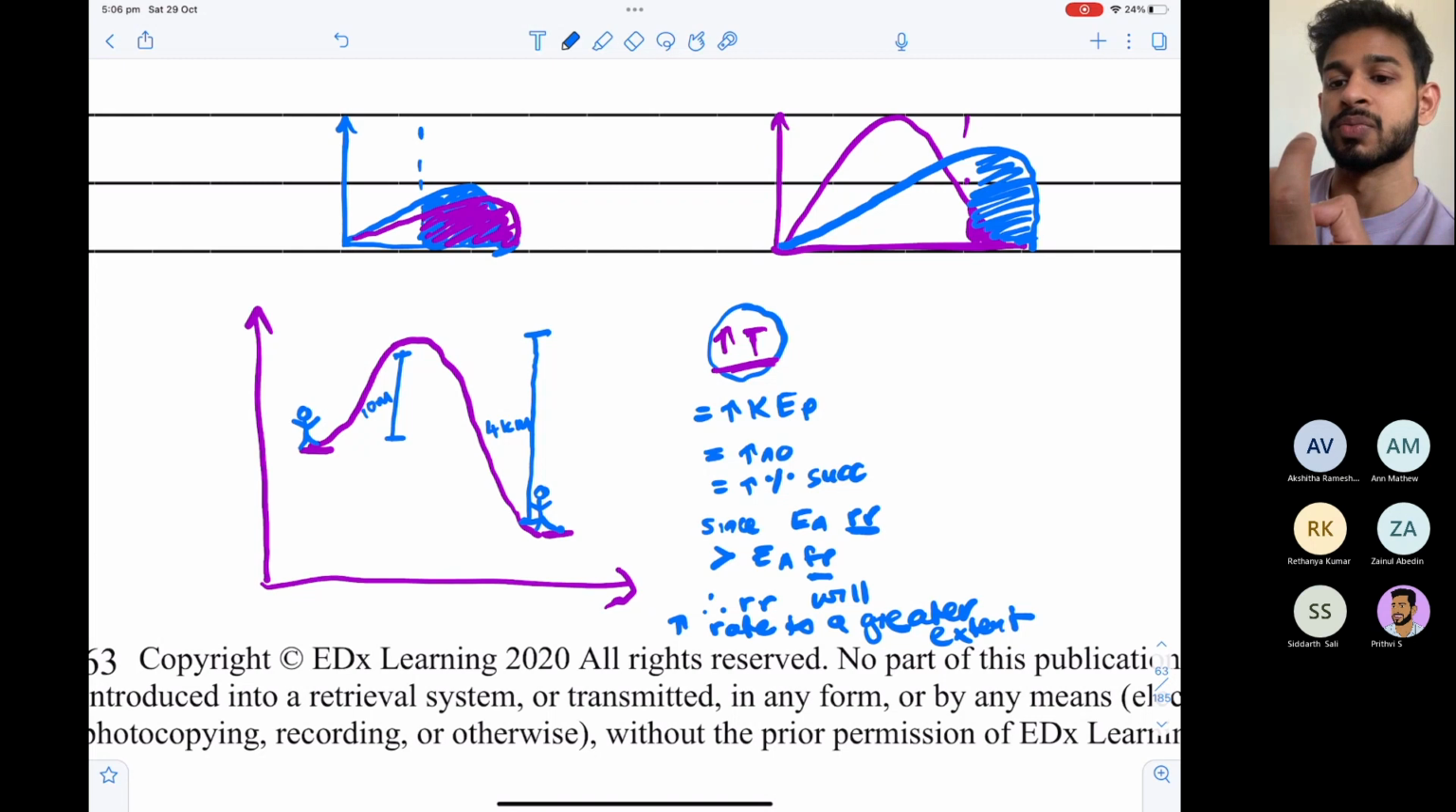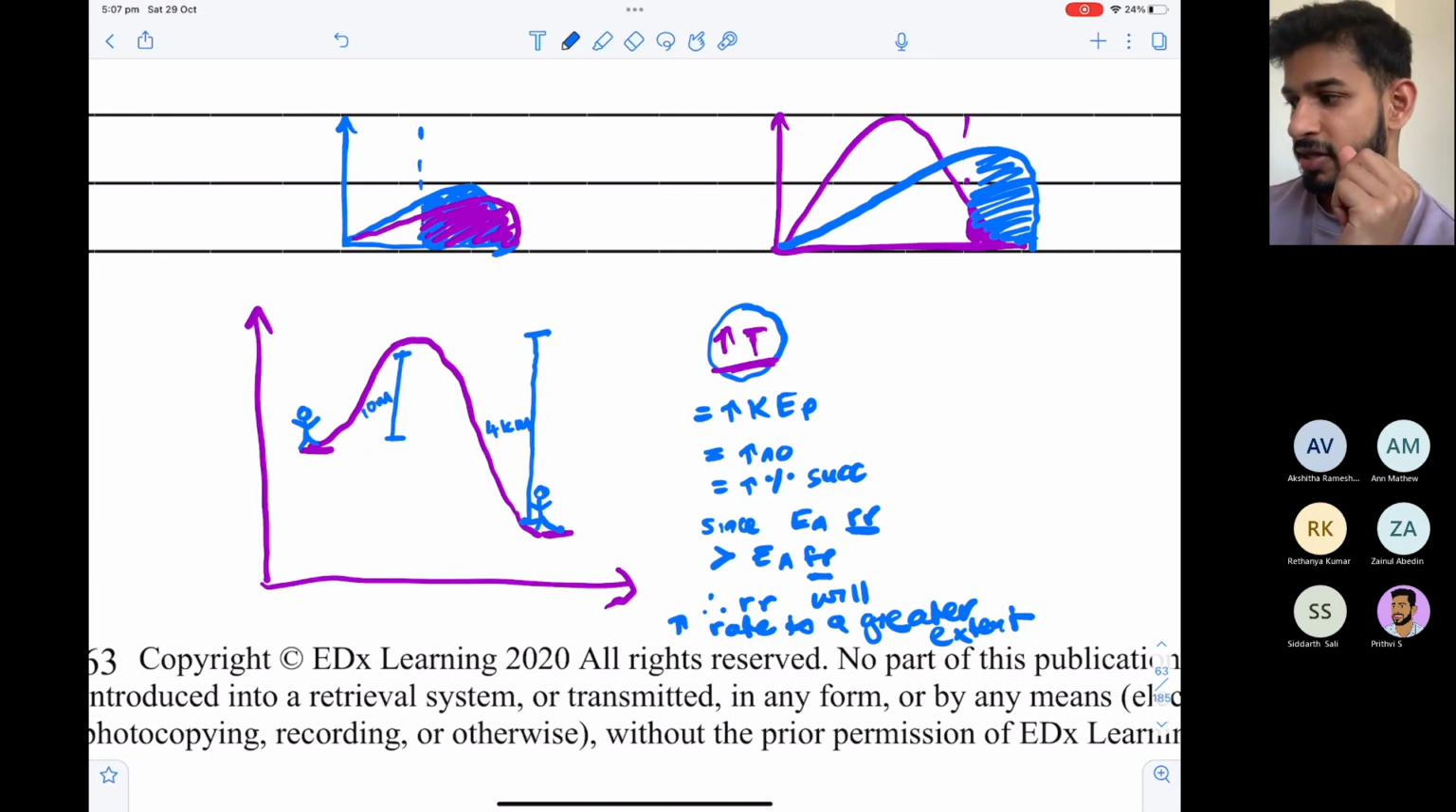Which direction will the equilibrium shift? To the left or to the right? Left, right? So the reaction will shift to the left. Therefore, the equilibrium shifts to left.